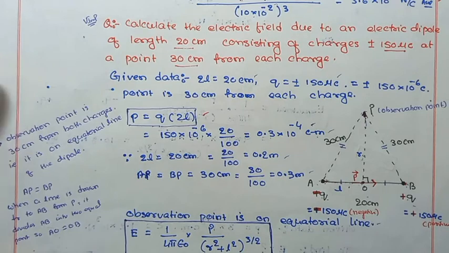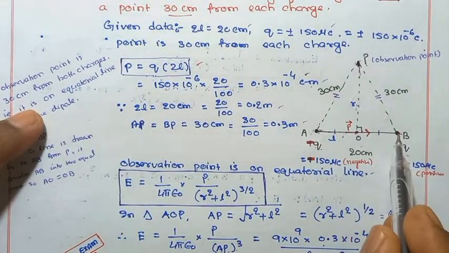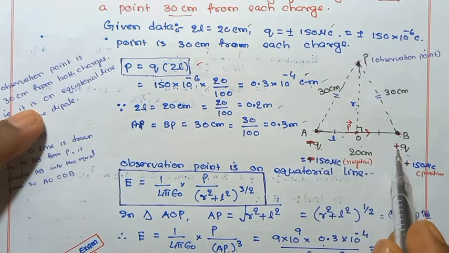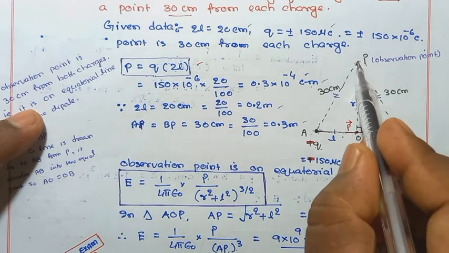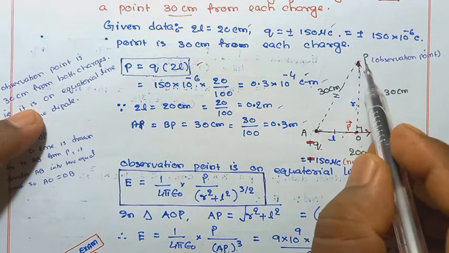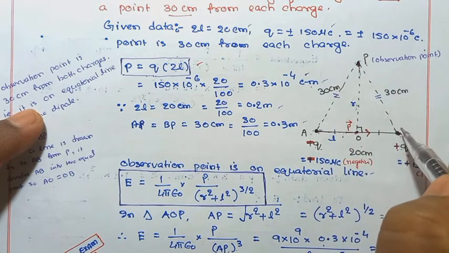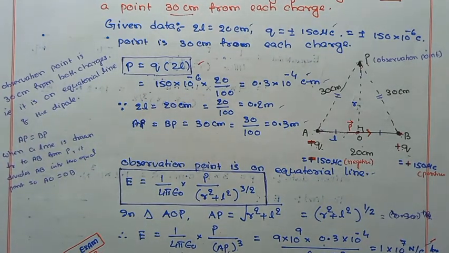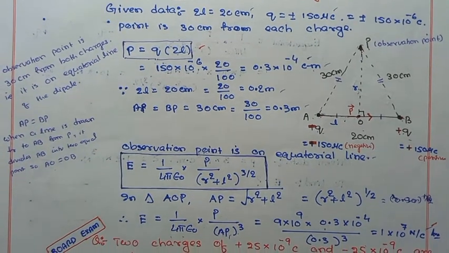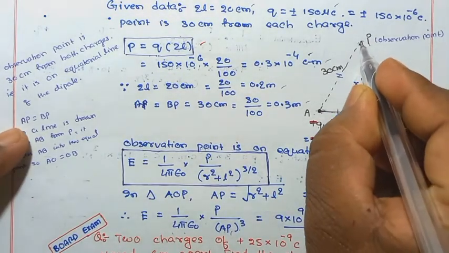See in this figure, AB is the dipole with minus q charge at A and plus q charge at B, and O is the center of the dipole. P is the observation point. This observation point is 30 centimeter from each charge. So from A to P is 30 centimeter, and B to P is 30 centimeter. Okay. Now to calculate, this observation point is on the equatorial line.